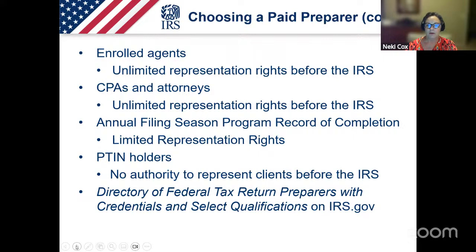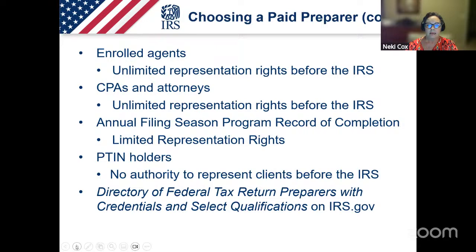So PTIN holders, tax return preparers who have an active preparer tax identification number, but no professional credentials and did not participate in the annual filing season, they're authorized to prepare tax returns, and that is the only authority that they have as of 2016. They have no authority to represent clients before the IRS except regarding the returns they prepared and filed from the end of 2015 and before.